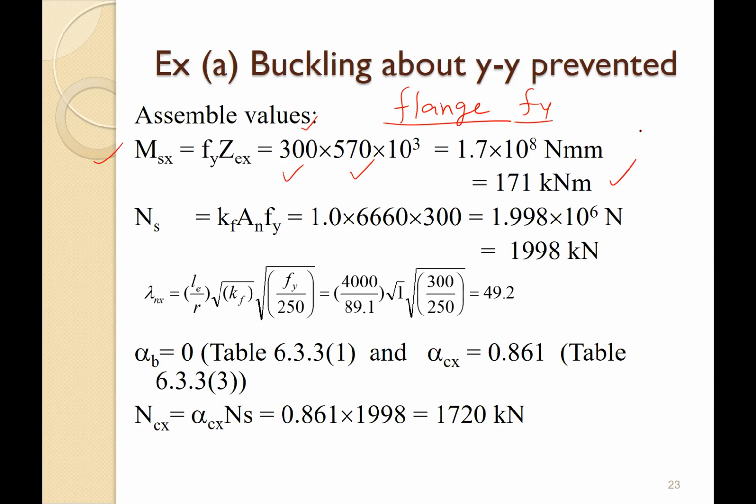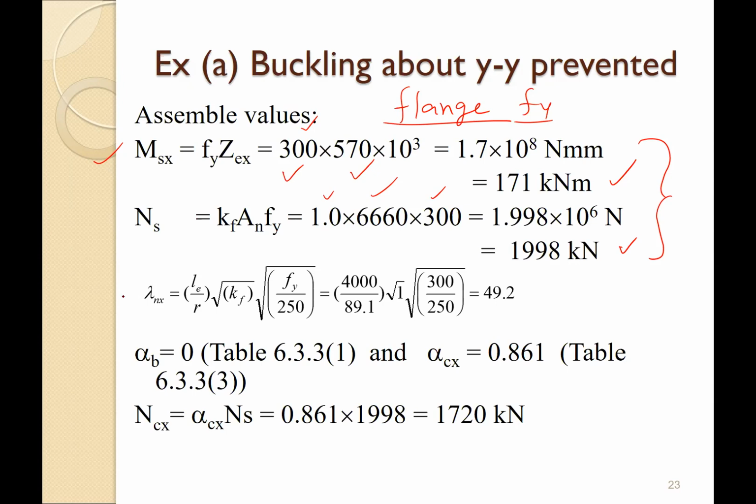And then you have Ns, which is Kf times An times Fy. This is the section capacity under compression: Kf, the form factor, times net area times Fy. Nothing is provided, so we can take the net area as the gross cross-sectional area, so say 1998 kilonewton. First, the step is to calculate the section capacity, because if you don't know that, you cannot go any further.